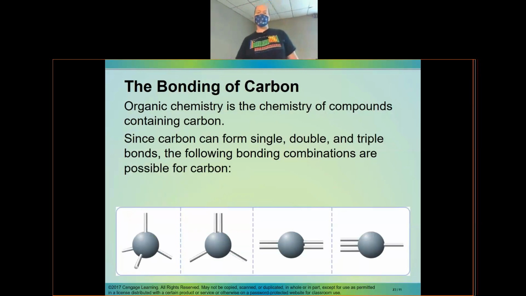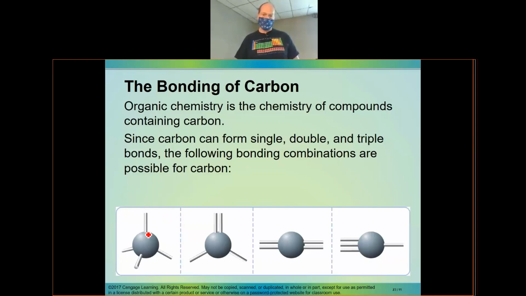All right, but the way you can see the 4 bonds are different. You can have a carbon with 4 single bonds. You can have a carbon with a double bond and 2 single bonds. You can have a carbon with 2 double bonds. And you can have a carbon with a triple bond and a single bond. So they all have 4 bonds to carbon.